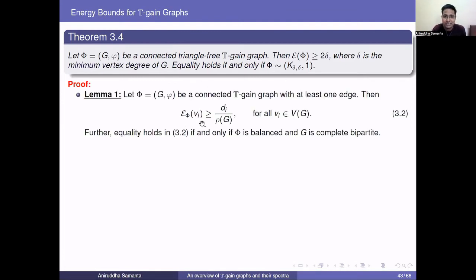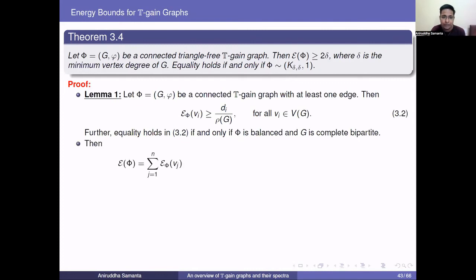One of the key results: let phi be a connected T-gain graph with at least one edge. Then the energy of its vertex v_i is greater than or equal to the degree of the vertex v_i divided by the spectral radius of its underlying graph G. And equality occurs if and only if phi is balanced and G is complete bipartite.